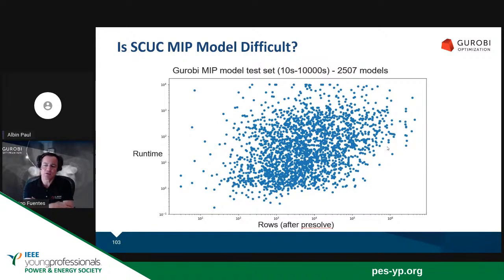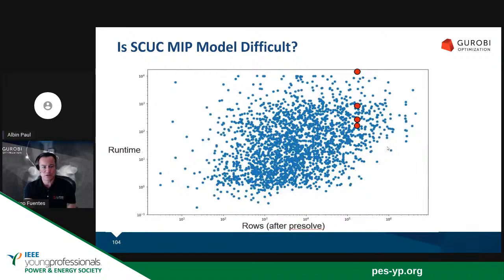What I'm trying to convey with this slide is that it's not a straight line, in the sense that the bigger the problem, the longer the runtime. There is no simple correlation between the size of the problem and the runtime. It varies. We have some small problems that are very difficult, and some very large problems size-wise that are simple to solve. Where do we stand?